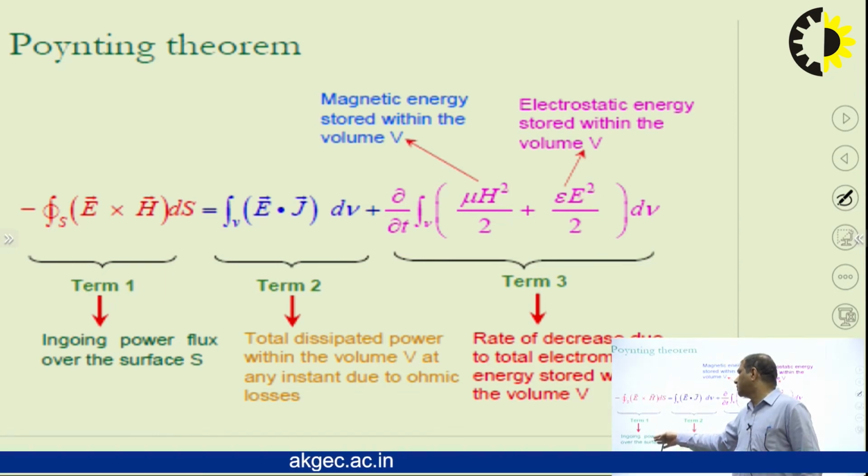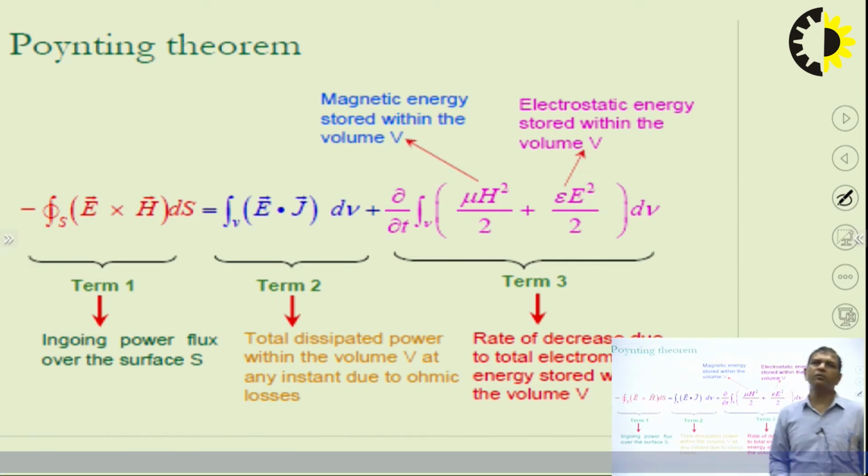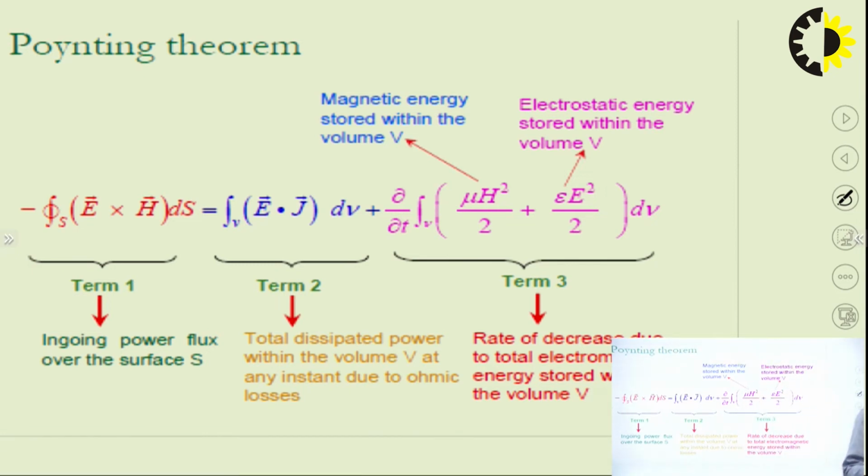ingoing power flux over the surface. The power flux which is either entering any closed surface or leaving the closed surface. That is equal to the volume integration of E dot J dV plus d over dt of the volume integration of mu H square by 2 plus epsilon E square by 2. Now, this final term, mu H square by 2, represents the magnetostatic energy, and the term epsilon E square by 2 represents the electrostatic energy.